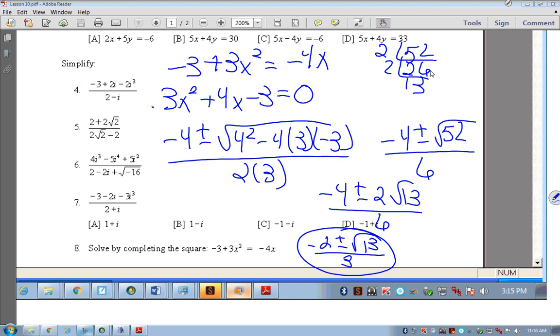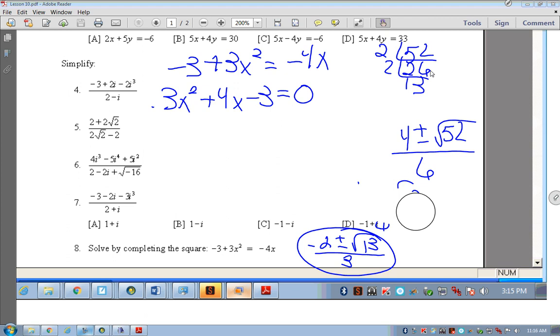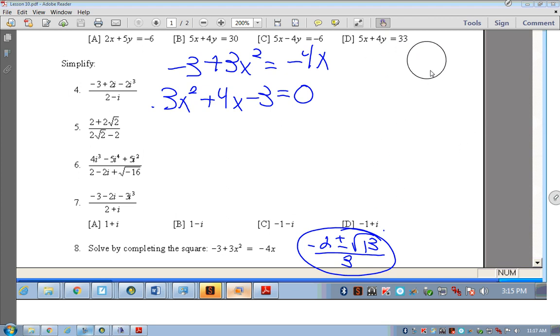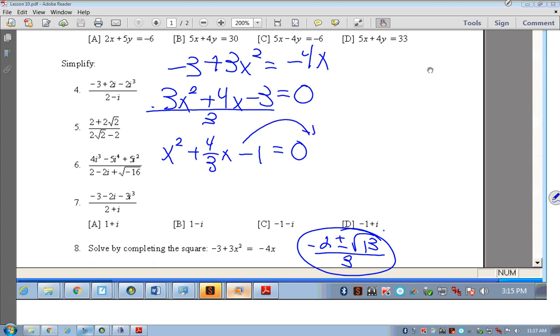So let's show it being worked out just so that we know that this is the answer we should get. Okay, let's see if we can get there. So we're going to divide everything here by 3. So I'm going to get x squared plus 4/3 x minus 1 equals 0. We're going to add 1 to the other side. So that's going to equal 1 over there. Now I'm going to take this 4/3, divide it by 2, and square it.